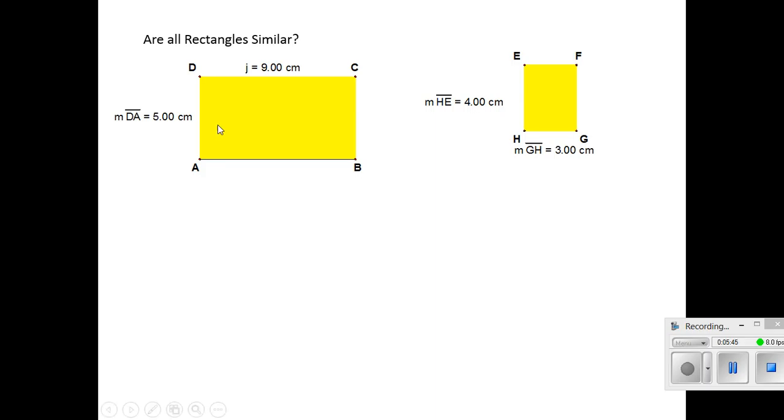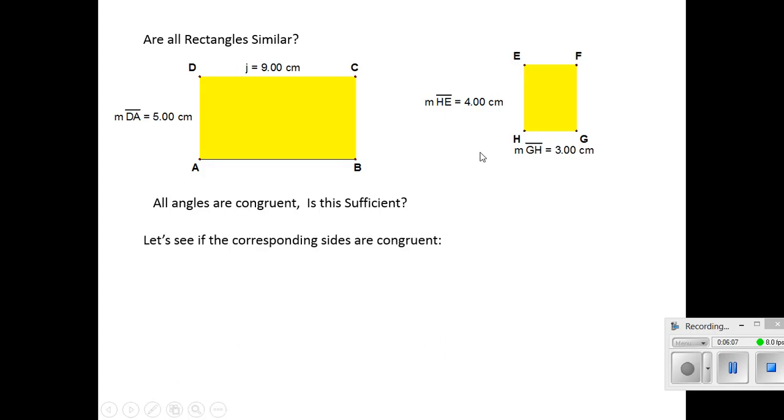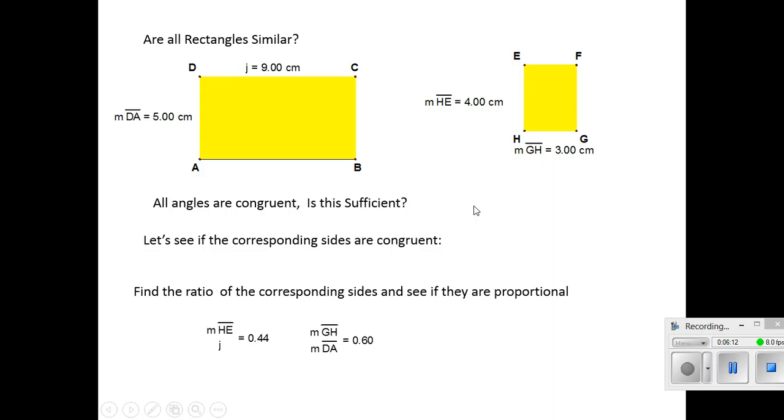Well, certainly all angles are 90, okay? However, just consider for a moment a rectangle here and a square, which is 4 by 4, okay? Not this one, but a 4 by 4. So they're not going to be in a consistent ratio, and we're going to show you, okay? All angles are congruent. This is not sufficient.